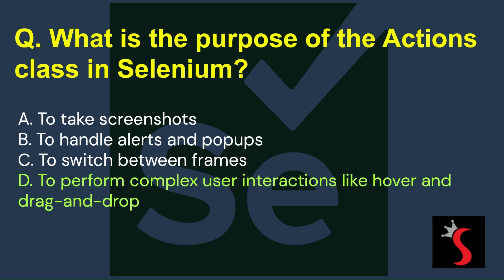The Actions class in Selenium is a utility class that simulates complex user interactions, such as mouse movements, key presses, context menu interactions, double clicks, right clicks, and mouse hovers. The Actions class is used to automate keyboard and mouse events and perform actions on any element on the screen.